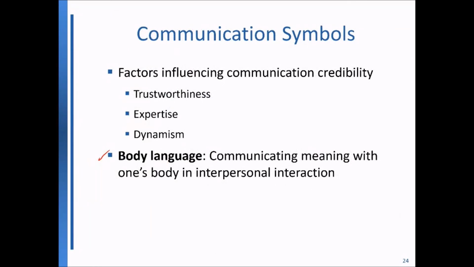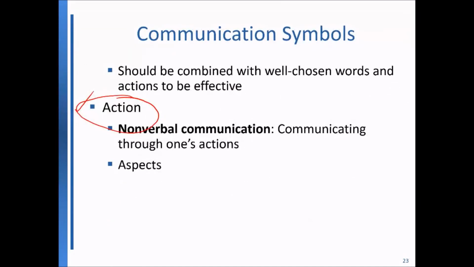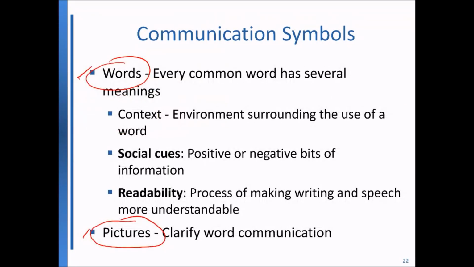Okay, so what are the symbols that we use in communicating? We have words, spoken or written. So words can be spoken. What is spoken? Using our mouth, by saying. And words can also be written. So it can be spoken, it can be written.